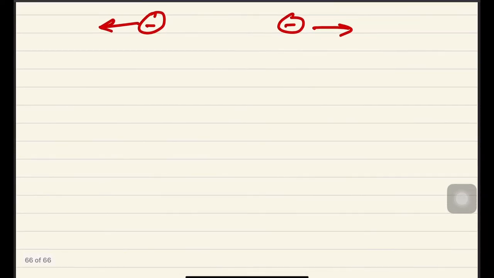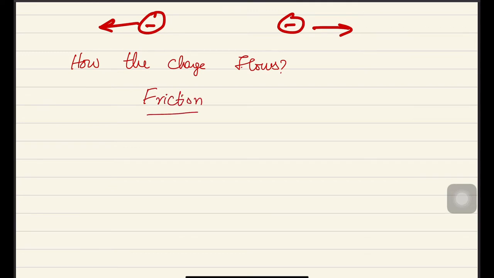Alright, now we will discuss how the charges are moved from one object to another object. How the charge flows. The charges flow from one object to another by one phenomenon, and that phenomenon is friction. So the charge flows from one object to another with friction.